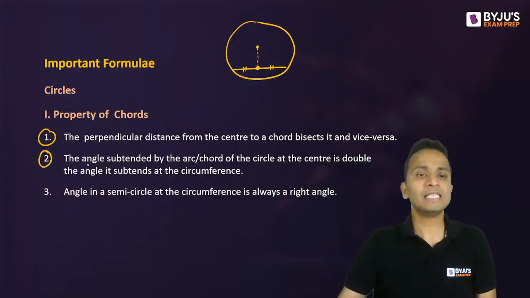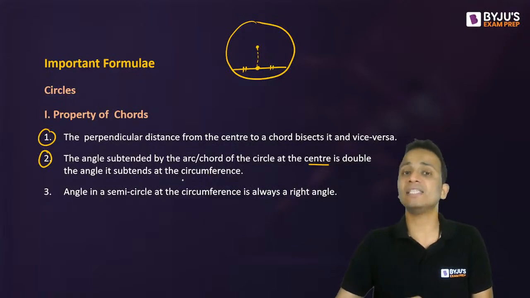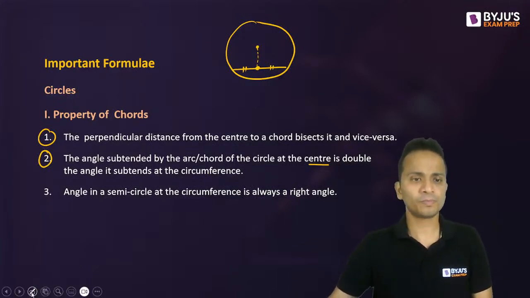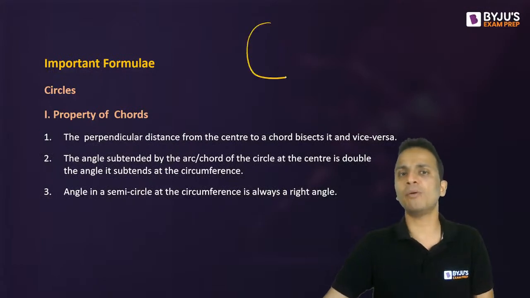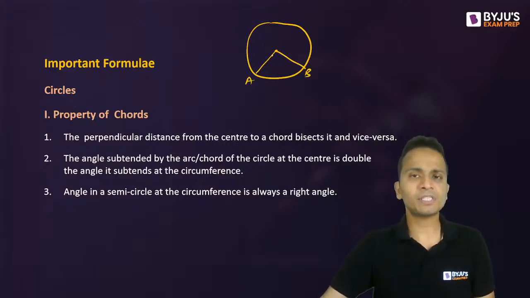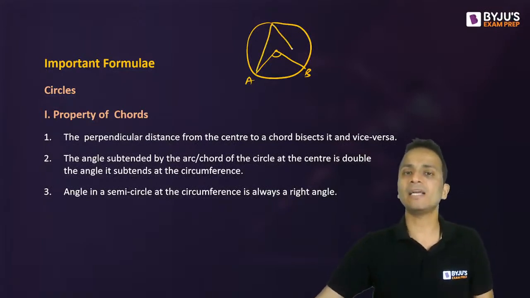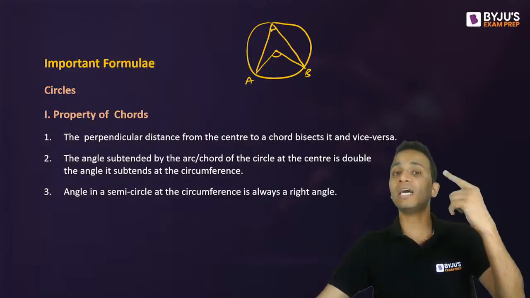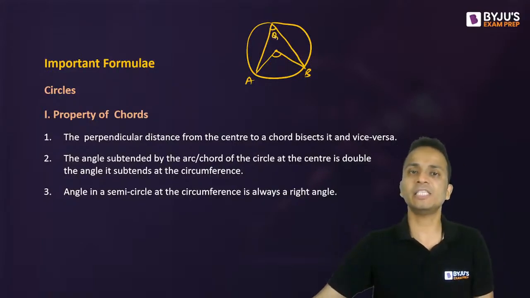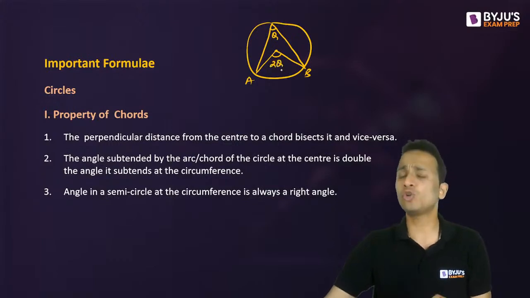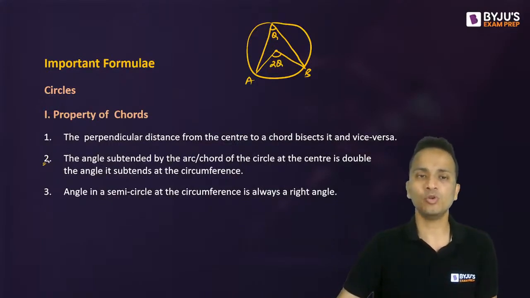Now property number 2 is the angle subtended by a chord at the center is double the angle it subtends at the circumference. I'll draw the figure for you. This is a very common property. Let's say AB is the chord or the arc. The angle subtended by this arc AB at the center of the circle is double the angle subtended by the same arc on the other side of the circle. So if this angle is theta, the angle at the center of the circle will be twice theta. That is property number 2.